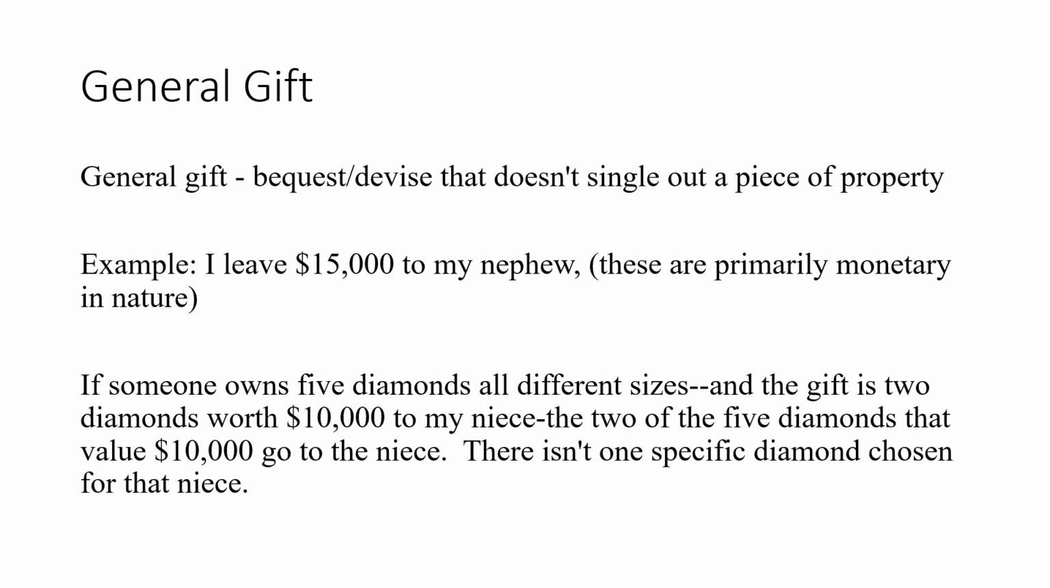This other example is from the book. If someone owns 5 diamonds, they're all different sizes, and the gift to X is 2 diamonds worth $10,000. 2 of the 5 diamonds that value $10,000 are going to go to that X or niece, as I have in the example. There isn't one specific diamond that's chosen for the niece, or 2 diamonds that are chosen for the niece. It is general in nature.